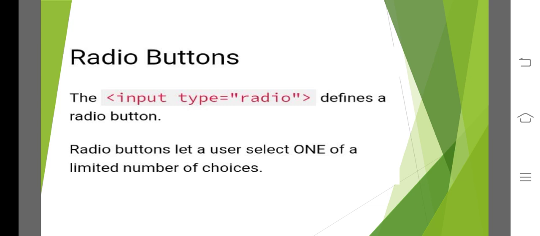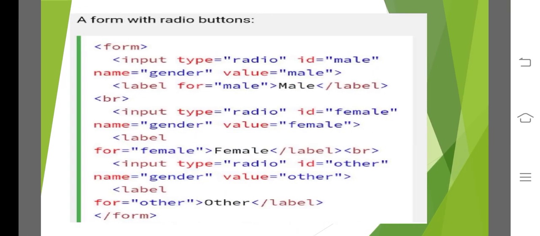That means if we click one button, the second one is deselected. For that we have to write the coding. This is the coding for radio button. In between the form tag, the opening and closing tags, we have to write the radio button, similar to the input tag.